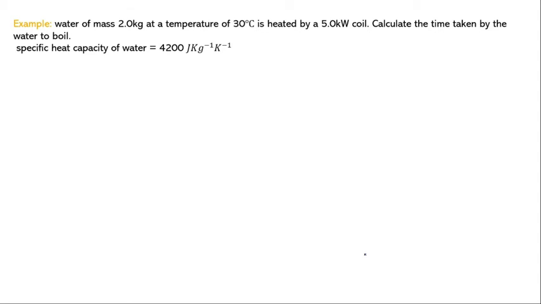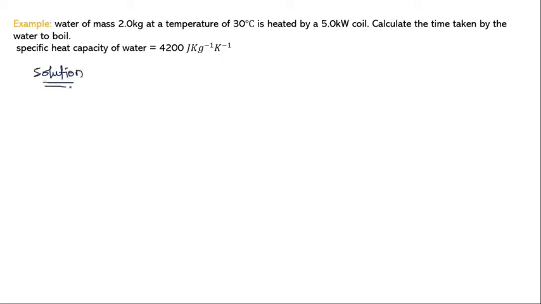Now, example number 3, we have water of mass 2 kilograms at the temperature of 30 degrees Celsius heated by a 5.0 kilowatt coil. So we have to calculate the time taken by the water to boil, given that the specific heat capacity of water is 4,200 joules per kilogram per Kelvin. Alright, so let's write down our solution.